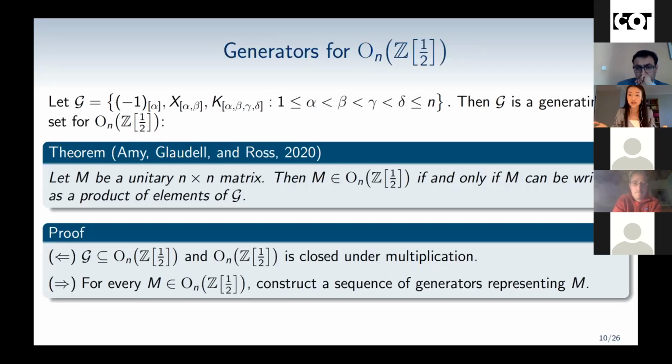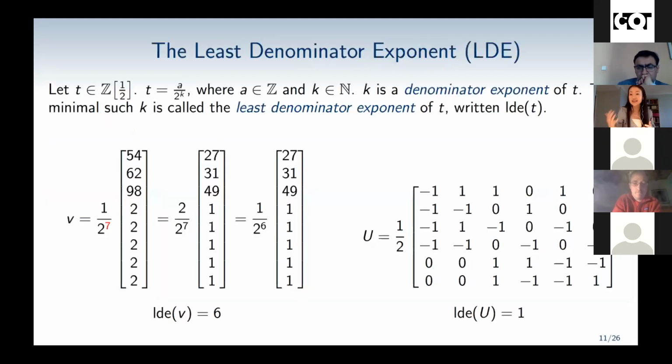To establish this theorem, we need to do 2 directions. For the first one, since we know that all of these generators are in our group and the group is closed under multiplication, any product of elements of the group is indeed in the group. But for the other direction, we need to show that for any arbitrary group element, we can find a sequence of generators that will exactly represent this element. So this means that we need to define the synthesis algorithm.